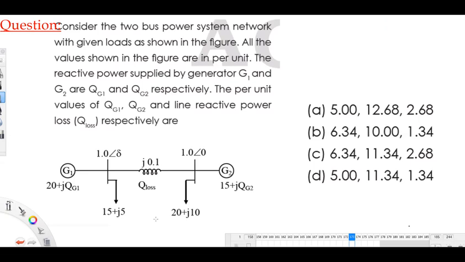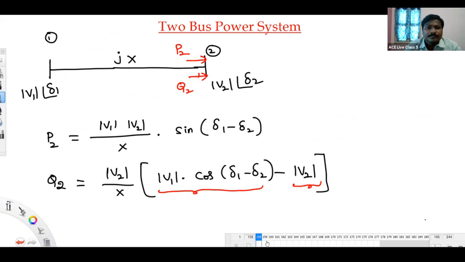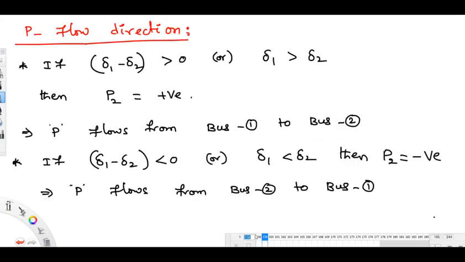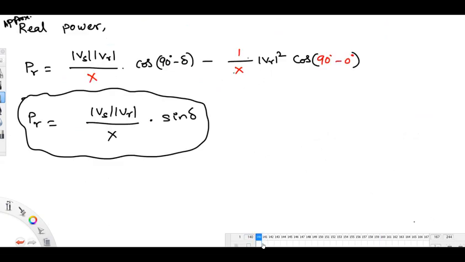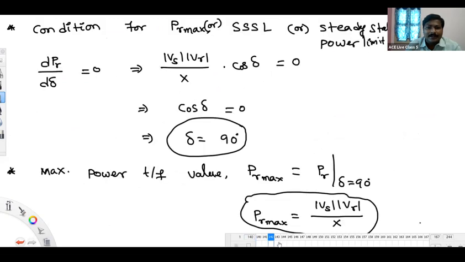Sir, in today's steady state power limit problems, we have done two problems with a short transmission line approximation. Before that also we did one problem. In the first problem you take the approximate formula, but in the second problem you take the exact formula. When do we need to take the approximate formula, and when the exact formula, sir? Why have you taken the approximate formula in the first case? Tell me your answer.